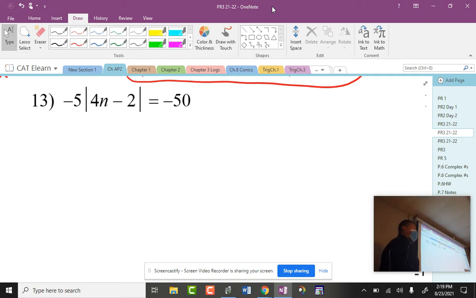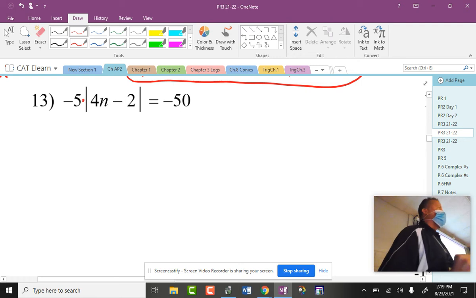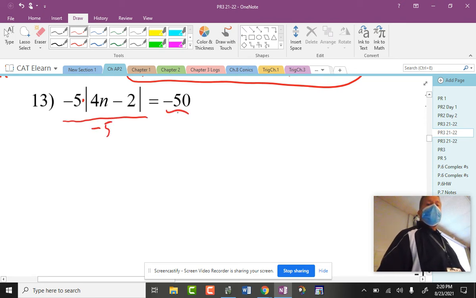What do you do first, do you think? Never distribute that negative, because the absolute value is going to turn it into a positive. What's the operation? Divide it. So here's step 1. I'm not writing it again. Isolate the absolute value before you do 2 steps. The opposite of multiplication is division.